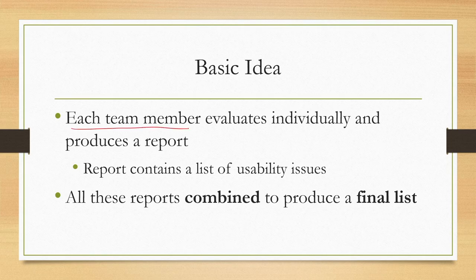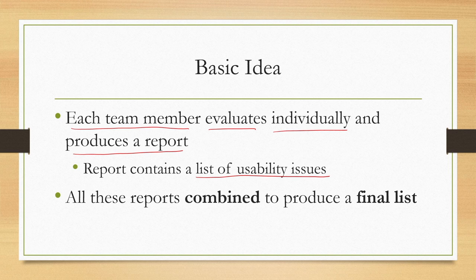Now, how does the testing take place? Each team member evaluates individually and produces a report. It is not a group activity. So, there is a team. Now, the prototype is given to each team member with certain things along with the prototype, which we will discuss in a subsequent part of this lecture. And each team member individually evaluates the prototype and produces a report on various usability aspects of the system or the interface. So, the report contains a list of usability issues that the evaluator found.